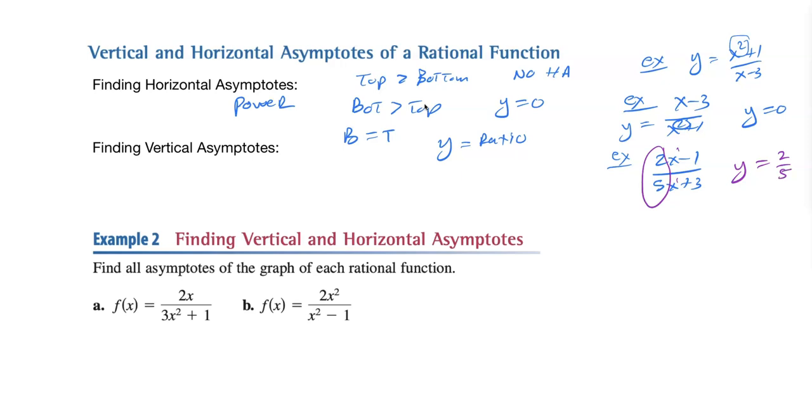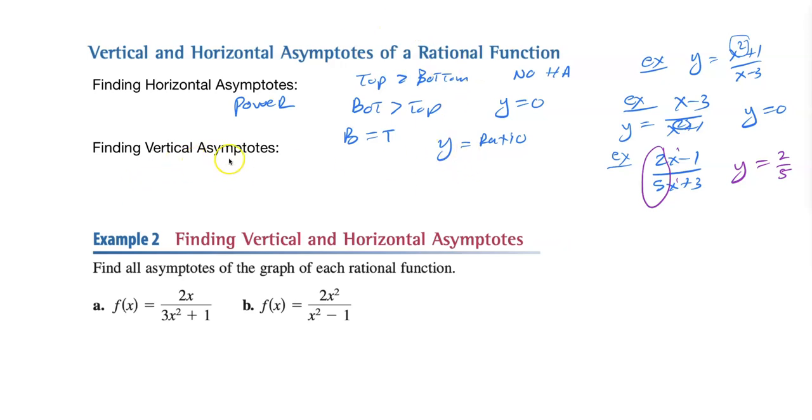So that's how I find a horizontal asymptote. I think it's easy besides knowing the process. The math itself is easy. You don't have to solve anything. It's just: top's bigger than bottom? None. Bottom's bigger than top? 0. They're the same? The ratio. The hard part is remembering all that.